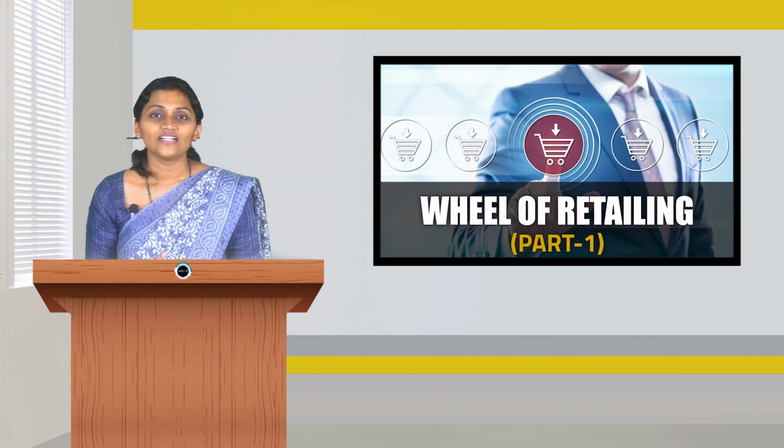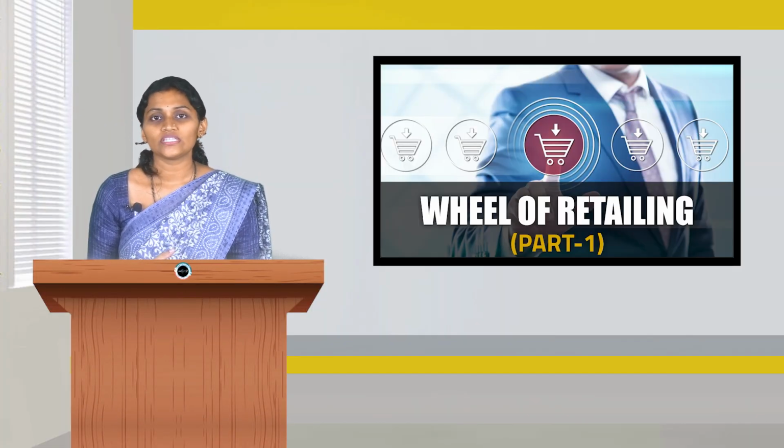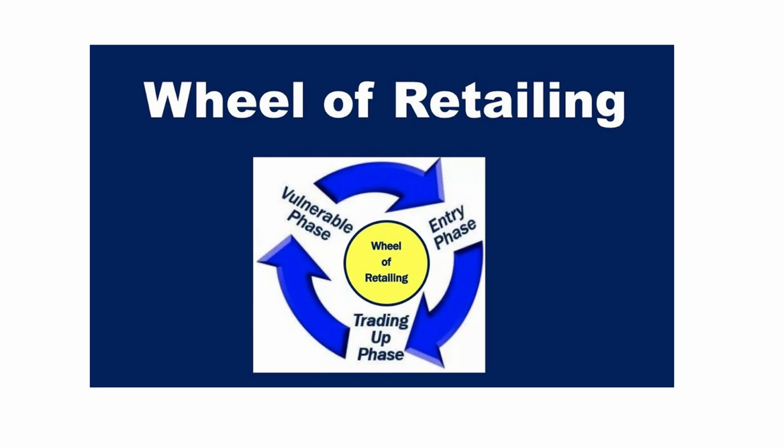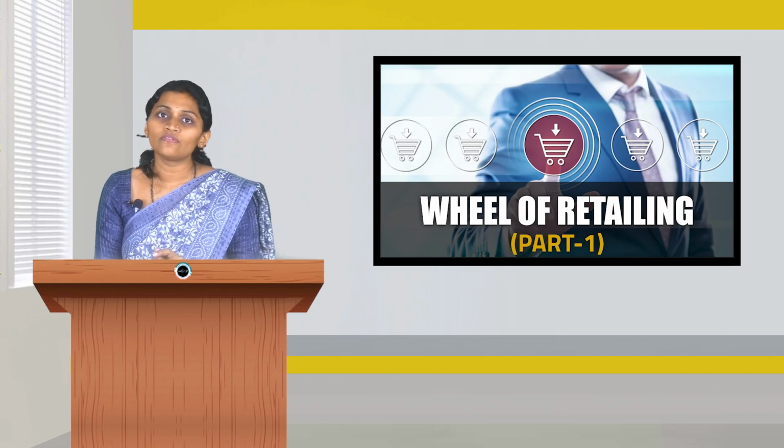Hello everyone. In this video, I'll discuss the theories of retailing under the wheel of retailing. This is the same as the retail or product life cycle, so the same situations or stages will arise in the wheel of retailing. The wheel of retailing has three stages or phases. The first phase is the entry phase, the second phase is trading up, and the third or final phase is the vulnerable phase. So let us see the wheel of retailing.